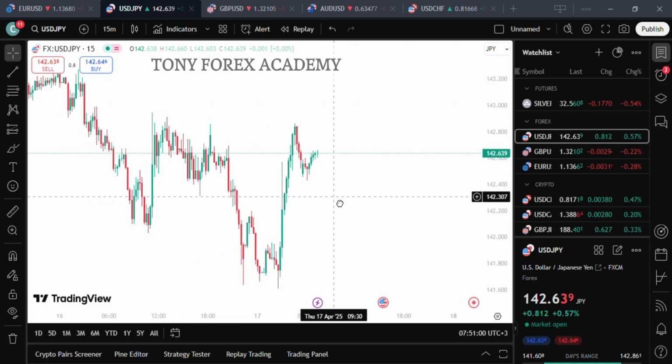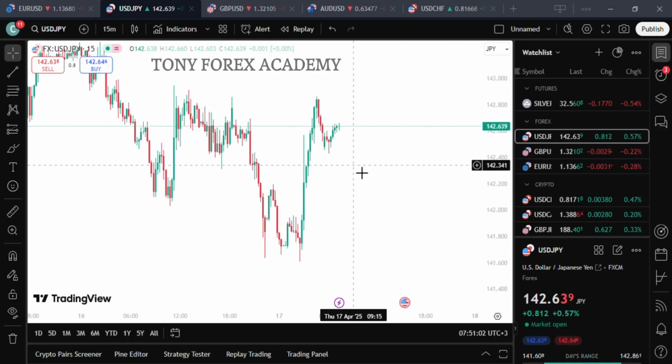Another key important thing that you need to consider while trading as a beginner is supply and demand, very important. Like any other market, the forex market is driven by supply and demand, and if a currency is in high demand, its value rises. If supply outweighs demand, its value drops.